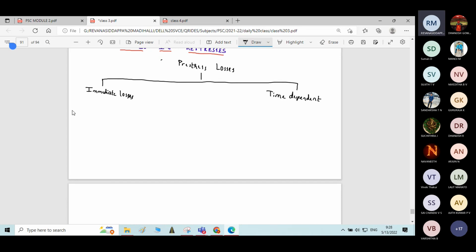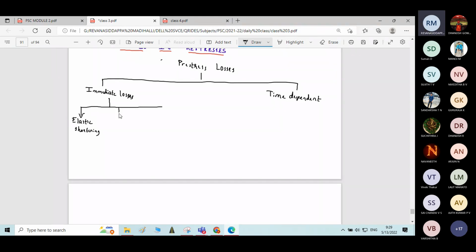In immediate losses, three different types of loss take place. One is loss of pre-stress due to elastic shortening. Many times this theory question is asked in your external examination, to describe the different types of losses. Please understand.